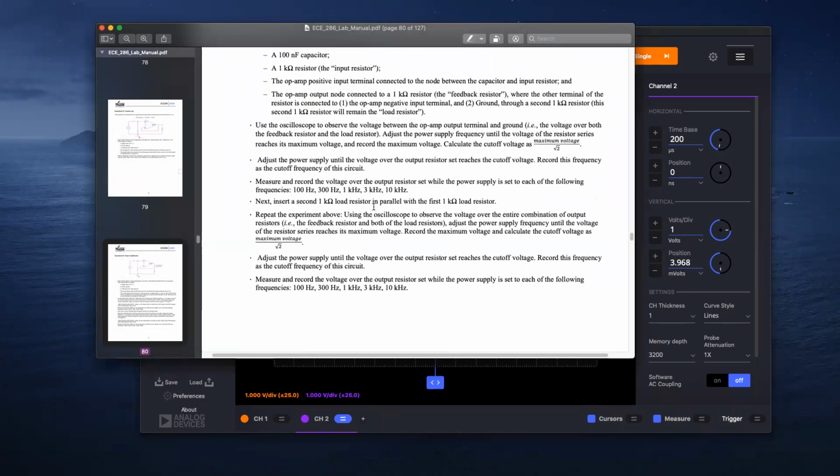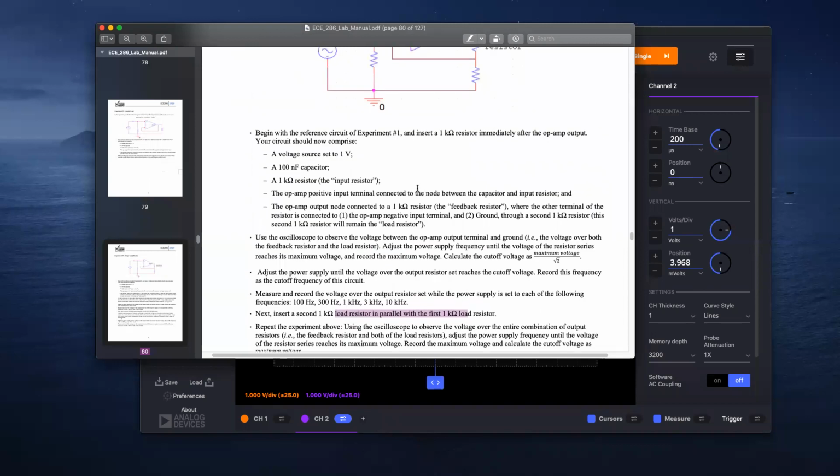You have to do another additional step where you add another 1K in parallel with the initial 1K load and then measure the cutoff frequency again. But that's how you would do this lab.